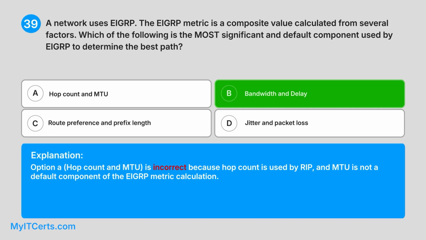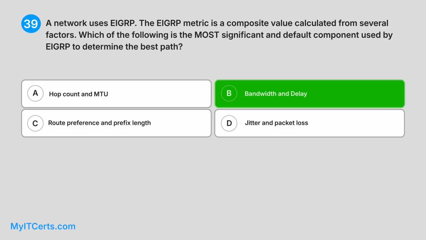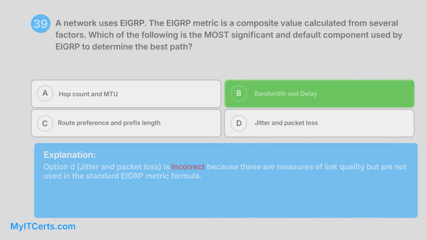Option A, hop count and MTU, is incorrect because hop count is used by RIP, and MTU is not a default component of the EIGRP metric calculation. Option C, route preference and prefix length, is incorrect because these are general routing principles, not the specific components used to calculate the EIGRP metric itself. Option D, jitter and packet loss, is incorrect because these are measures of link quality but are not used in the standard EIGRP metric formula.